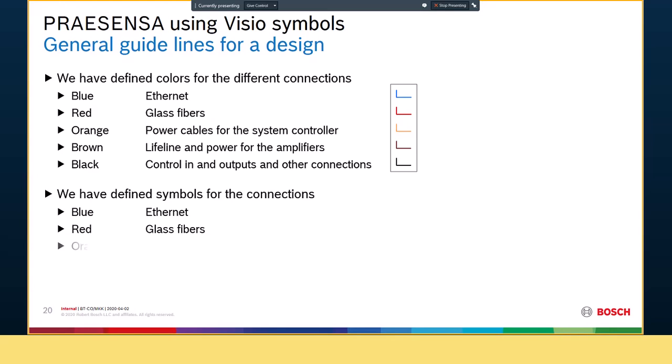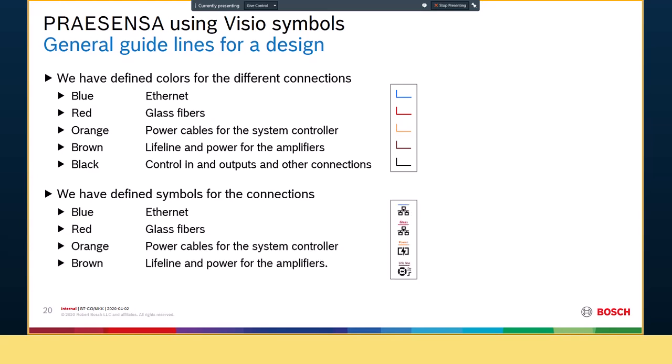We have defined symbols for the different connections. So we have a symbol for the network, for the glass fiber, power, and lifeline. These are all symbols that are also used in the manual and also on the rear of the different devices for PRAESENSA.